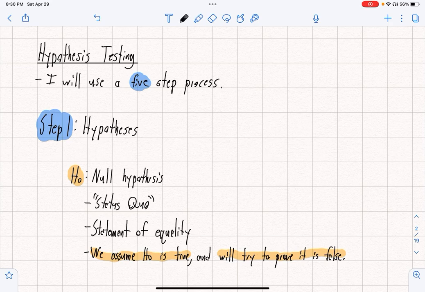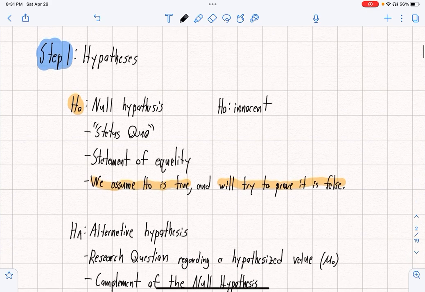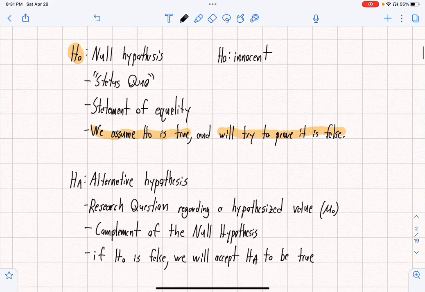So I think if you look in the PowerPoint, H naught is that we are innocent. And so, if someone is convicted of something, we say that they are innocent until proven guilty. So we're going to assume innocence and then see if we can prove that false and determine that they are actually guilty. So then we need to discuss the alternative hypothesis.